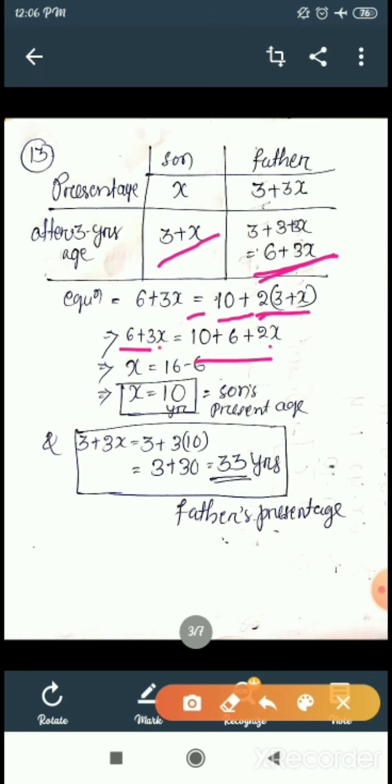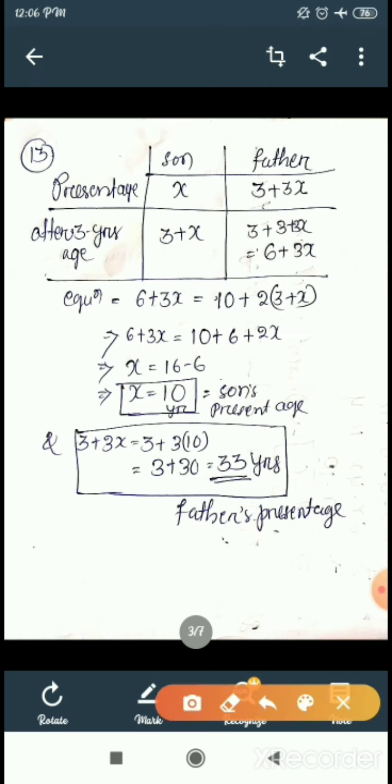Therefore 3x minus 2x, it is x, and this one is 16 minus 6. So x equal to 10 years. So the present age of the son is 10 years.